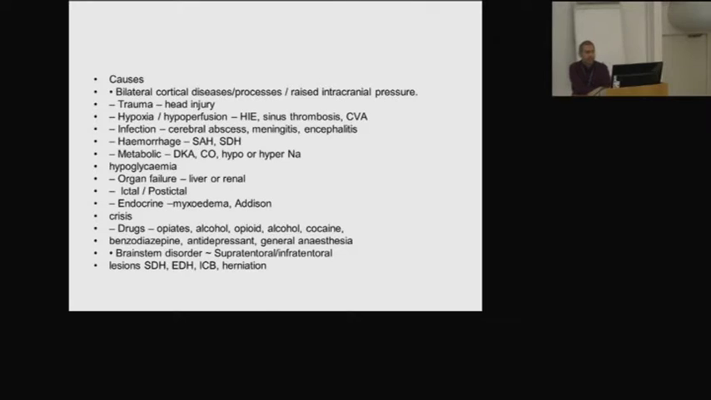In terms of causation, there are a large number of possible causes. So obviously you can go through your famous surgical sieve of underlying causes, but there are various disease processes that affect both cerebral hemispheres. Anything that causes raised intracranial pressure can cause impaired conscious level. Trauma, with diffuse severe head injury, can cause reduction in the Glasgow Coma score.